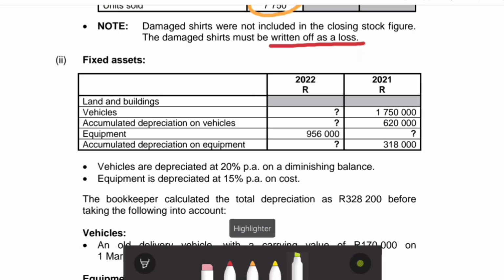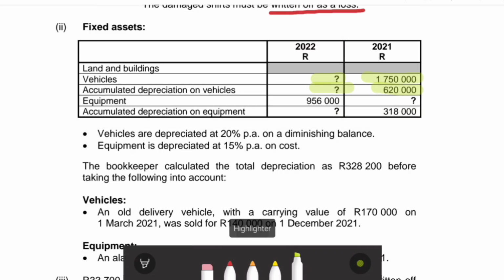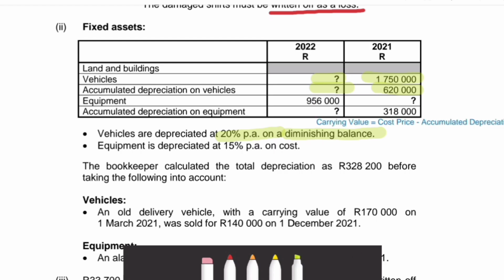From the information that we are supplied with, we can see we're provided with some values and some values are missing. We'll need to read the additional information to see what we can do. Our vehicles are depreciated at 20% per annum on diminishing balance method. Remember, diminishing balance method means that you depreciate the carrying value. So you need to first work out the carrying value and then multiply it by the depreciating percentage. Carrying value is cost minus accumulated depreciation. Before we get started, let us first understand what accumulated depreciation is.